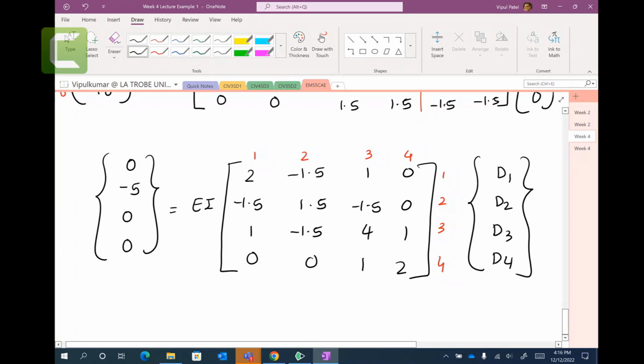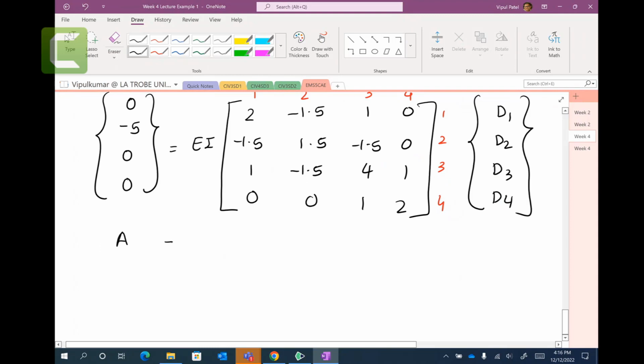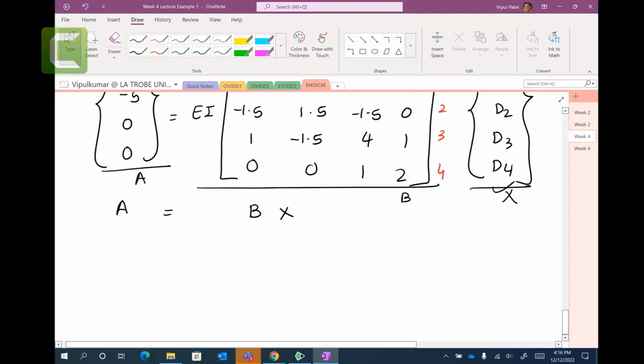Right? So those are your unknown values and all. So if I write this matrix as A equal to B, this is X. This is the unknown matrix X. So this is your A, this whole thing is your B, and this is your X. And I want to find this X.